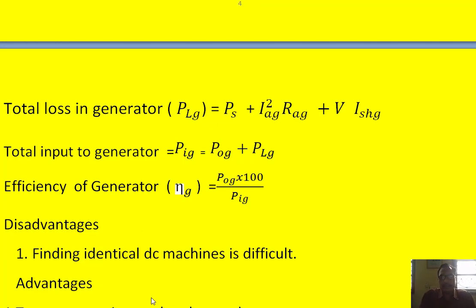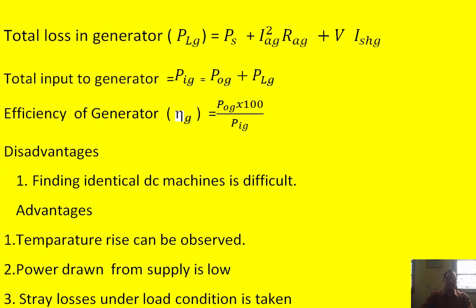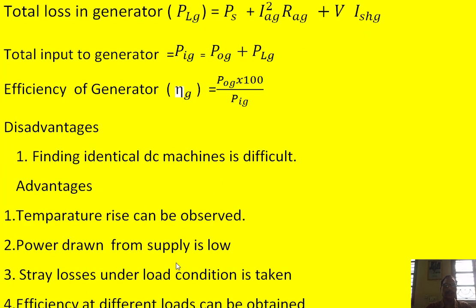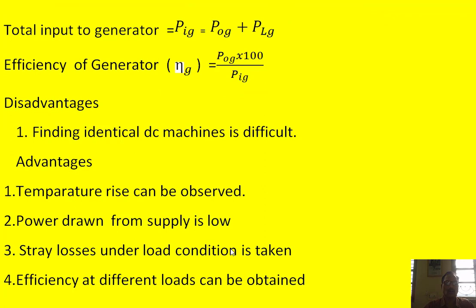So finding the two identical DC machines is very difficult, and coming to the advantages, so here we are really applying or sending the full load current to the motor, and the generator is also operating under full load conditions. So the temperature rise we can observe in both the machines. Similarly, we can also find out the effect of temperature on the armature resistance of both the generator and motor, and also we can find the power drawn from supply. So it is normally low under this test conditions.